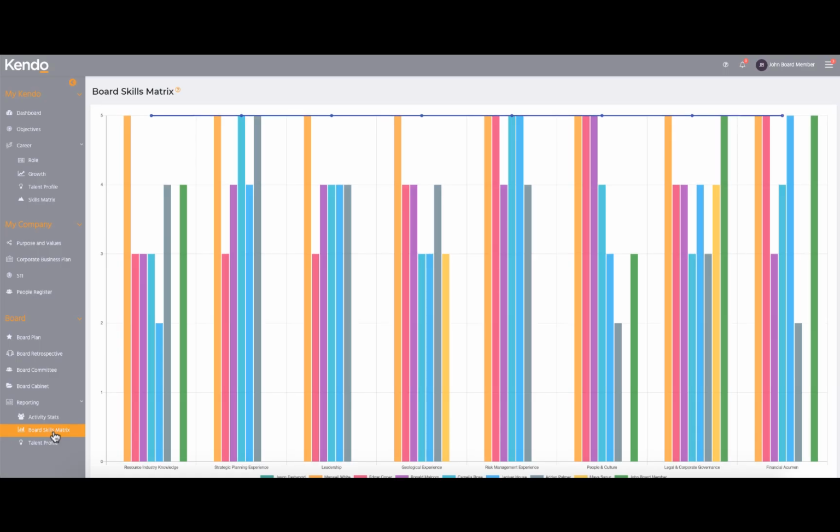The overall skills matrix results are available in the board section of Kendo. All board members are able to view the results, ensuring that an open conversation can be had about the skills and composition of the board.